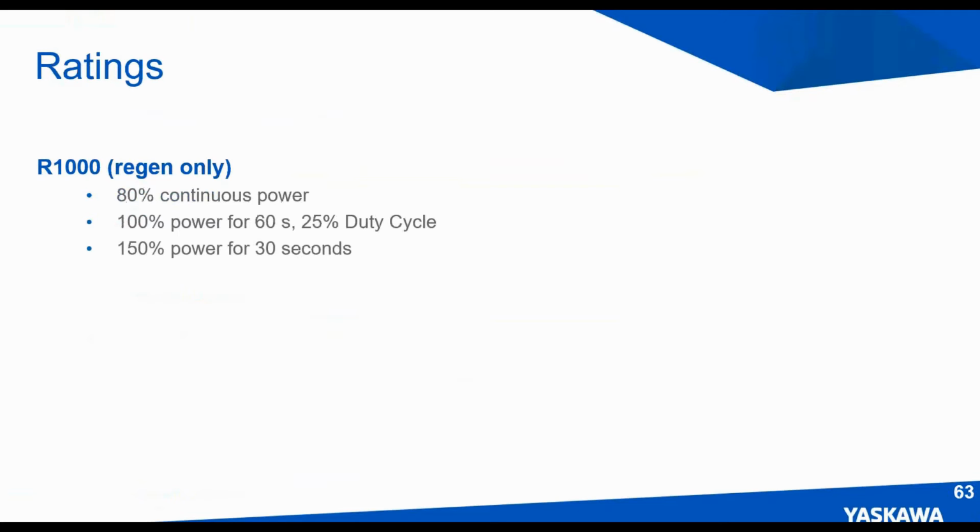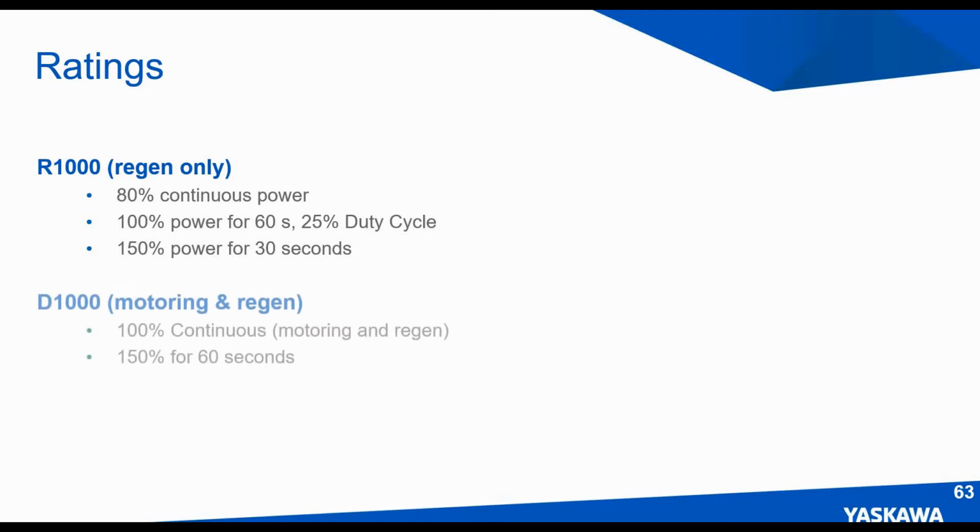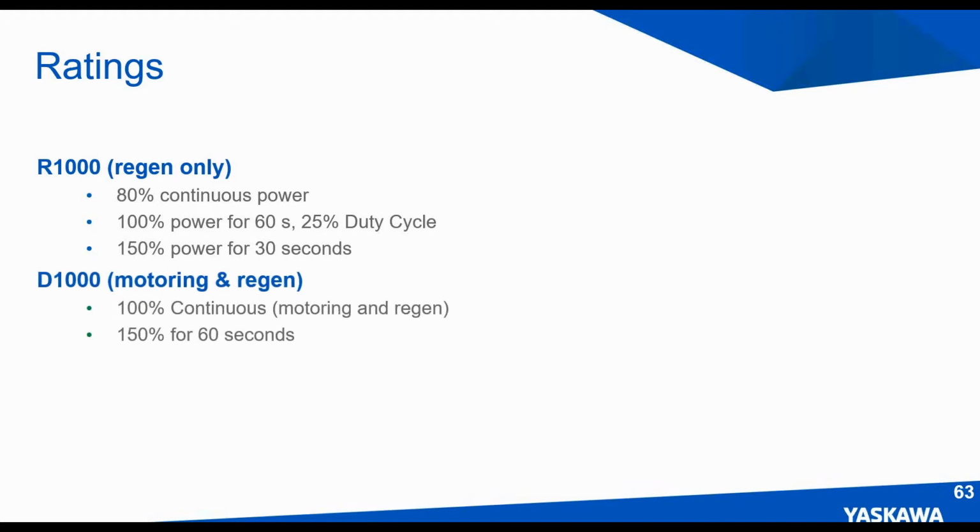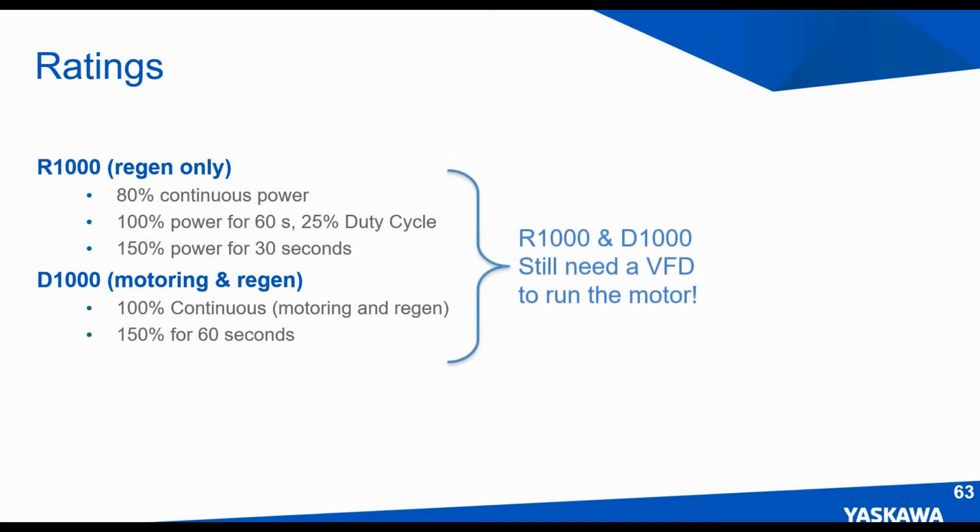The R1000, as we mentioned a couple times, is rated based on power. It has a standard rating of 100% power and a continuous rating of 80% power. Along with that comes 150% power overload for 30 seconds. The D1000 has a 100% continuous rating for both motoring and regen. Along with that comes 150% overload for 60 seconds. Just like a drive, but in this case based on power.